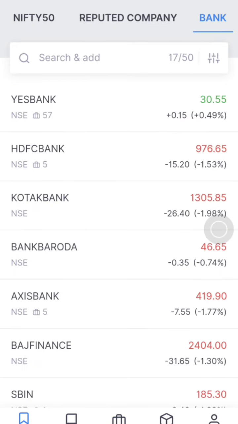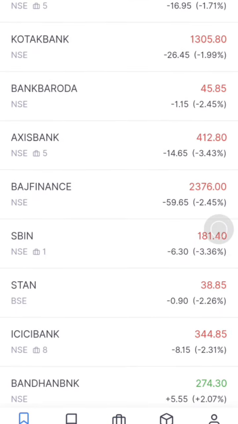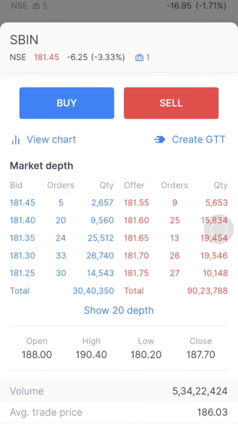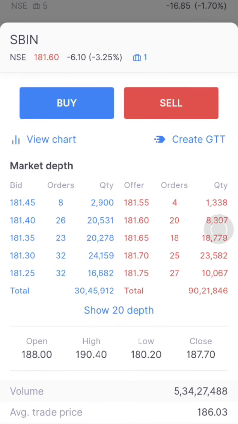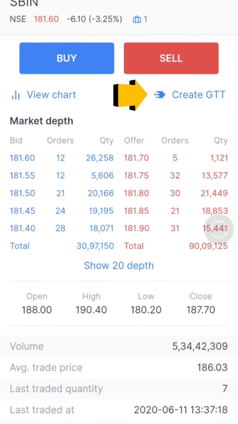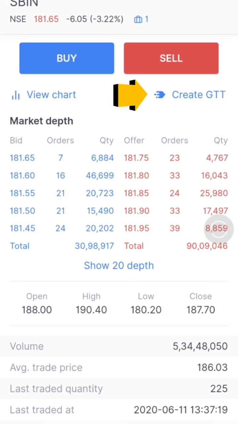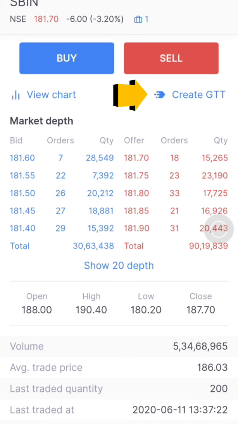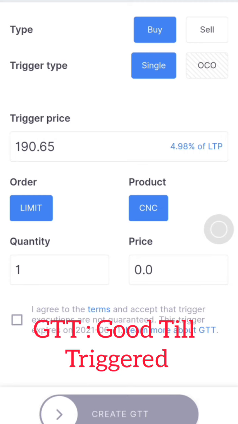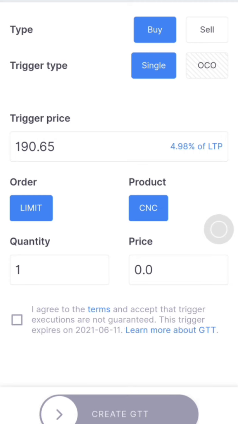Now we got all these things. Let's see now. So now let's talk about GTT. GTT means good till triggered. It means when you want to invest in some share for the long term, but you want to buy a little at a low price, not now, you can create a GTT. Let's create a GTT for SBI. Here you can see the current SBI price is 181.75. Here you can see create GTT. Okay. Now the current price is 181, but you want to buy the SBI when it reaches 150.